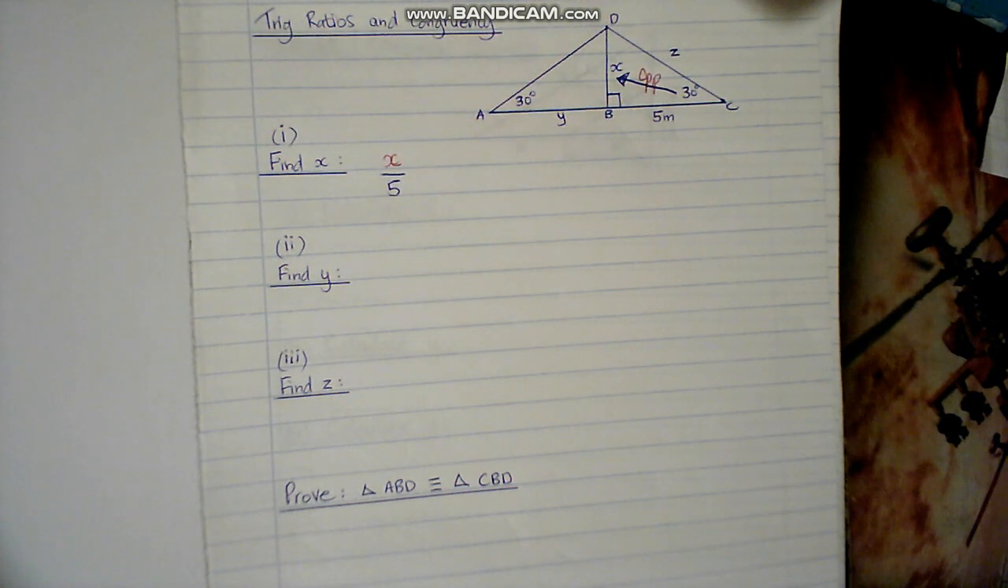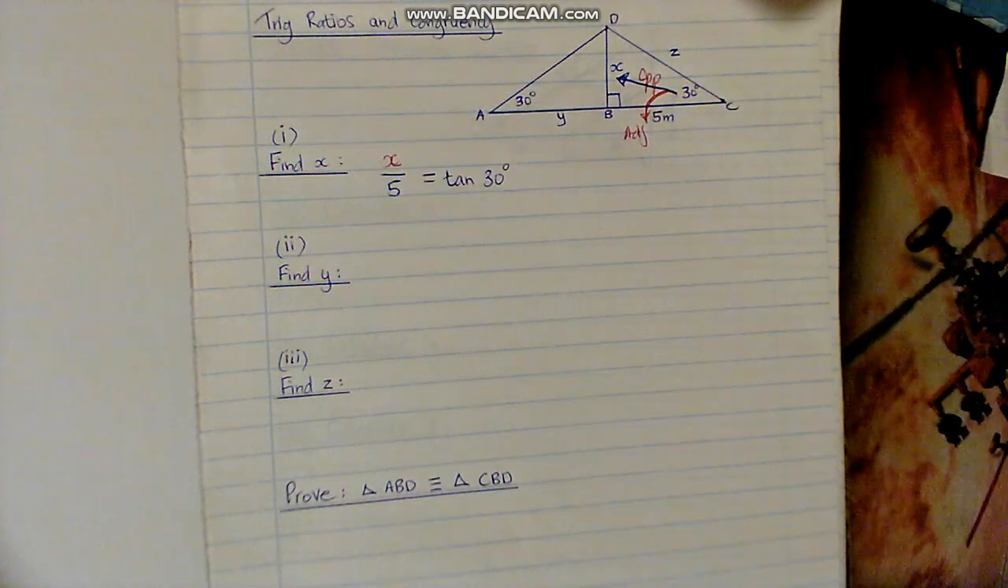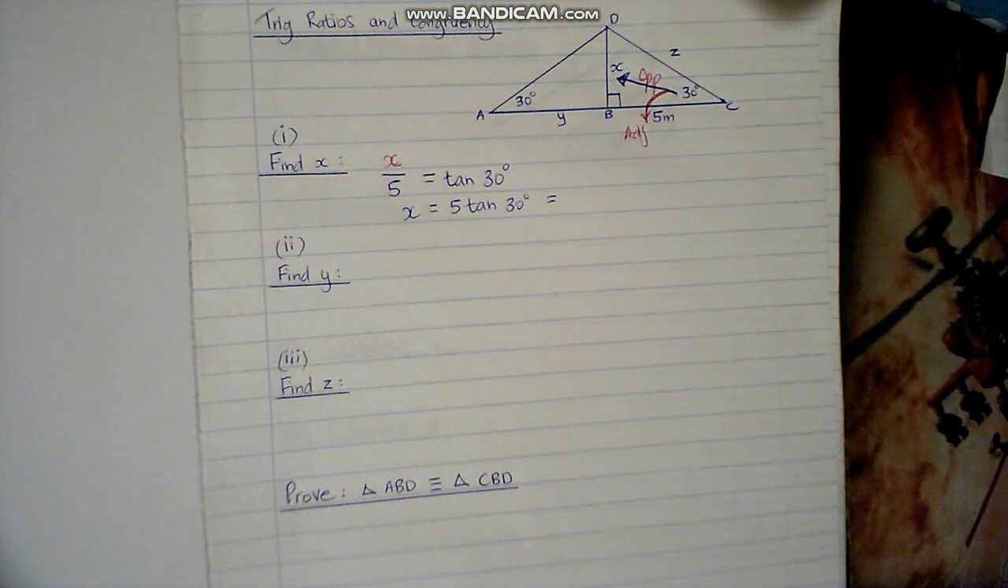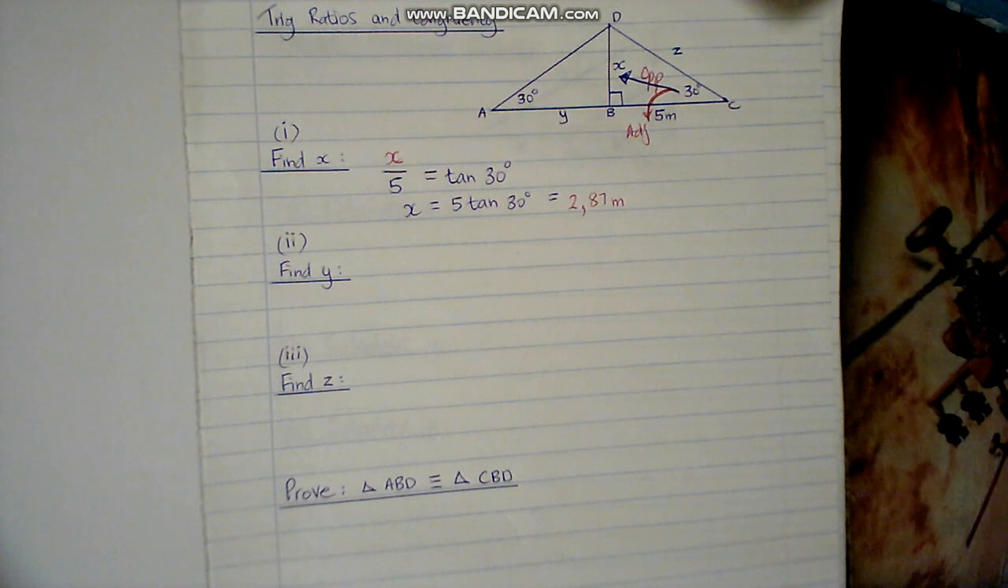X is the opposite side of the 30-degree. So x is directly opposite to the 30-degree angle. 5 is the adjacent side. Trig ratio: opposites over adjacents will give us what? Tan. Right, we're going to need a calculator to solve this. Move the 5 over, we're going to get x is equal to 5 tan 30 degrees. So 5 times tan 30 equals. We now have x is equal to 2,87 meters.